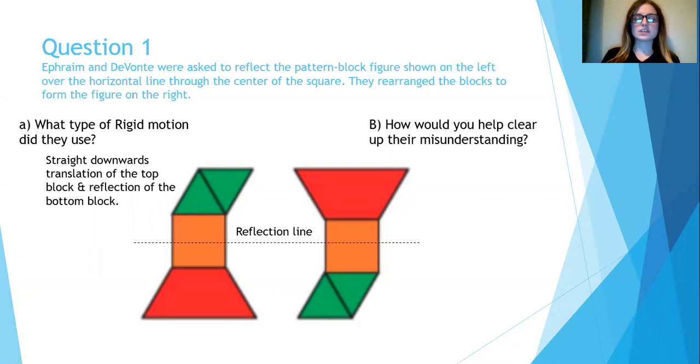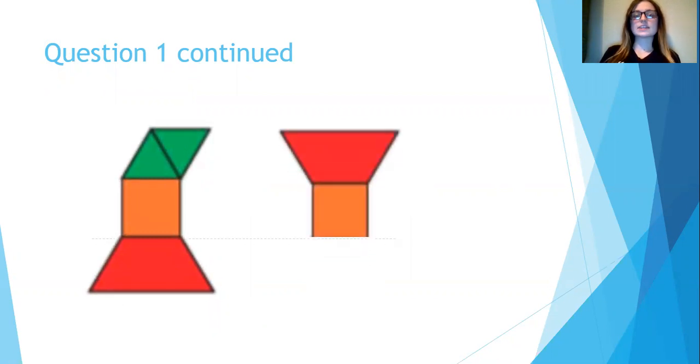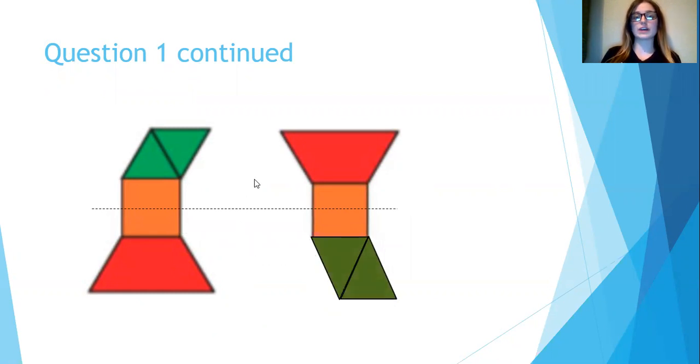So as you see, they did reflect the bottom block over correctly. However, they did not reflect the triangles correctly. They are reflected wrong, or they did not reflect them. So how would we clear up their misunderstanding? So here is our figure that was shown on the left. And this is what the triangles should look like when they're reflected over the horizontal line. So let's go to question 2.